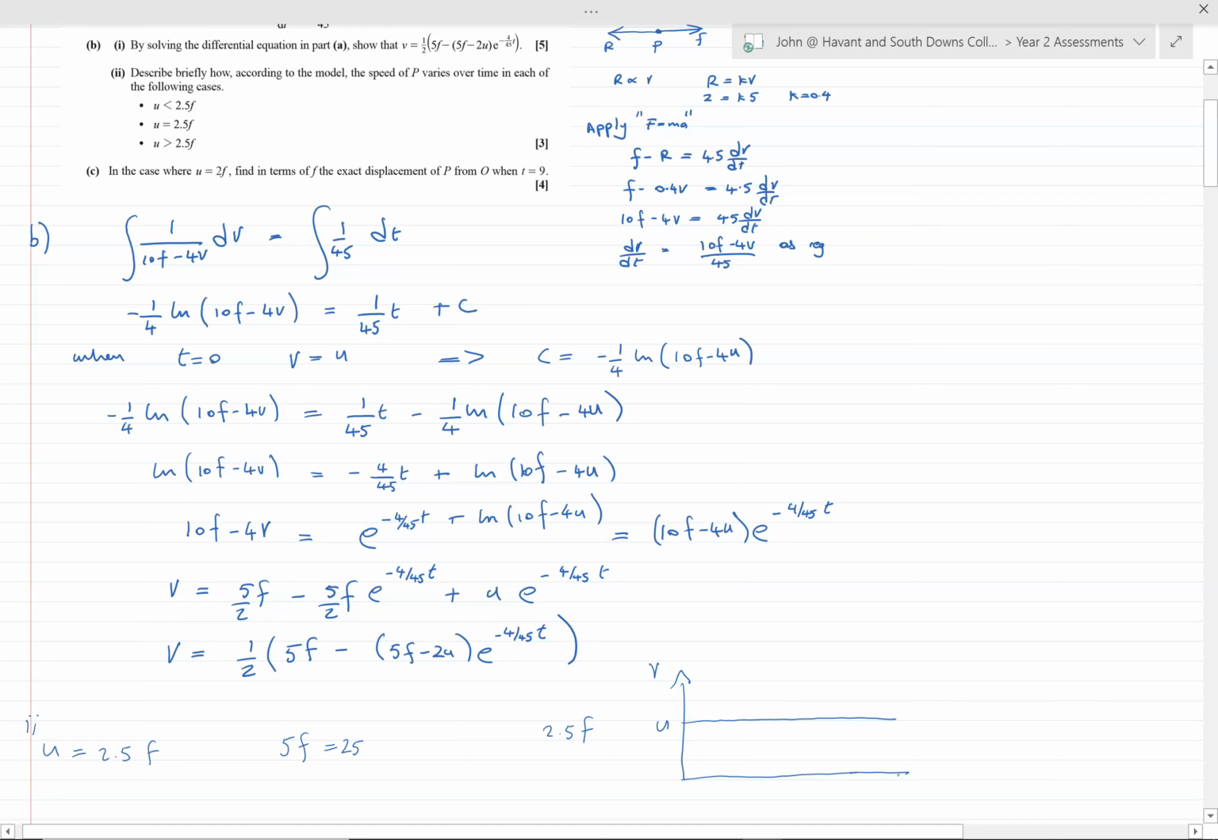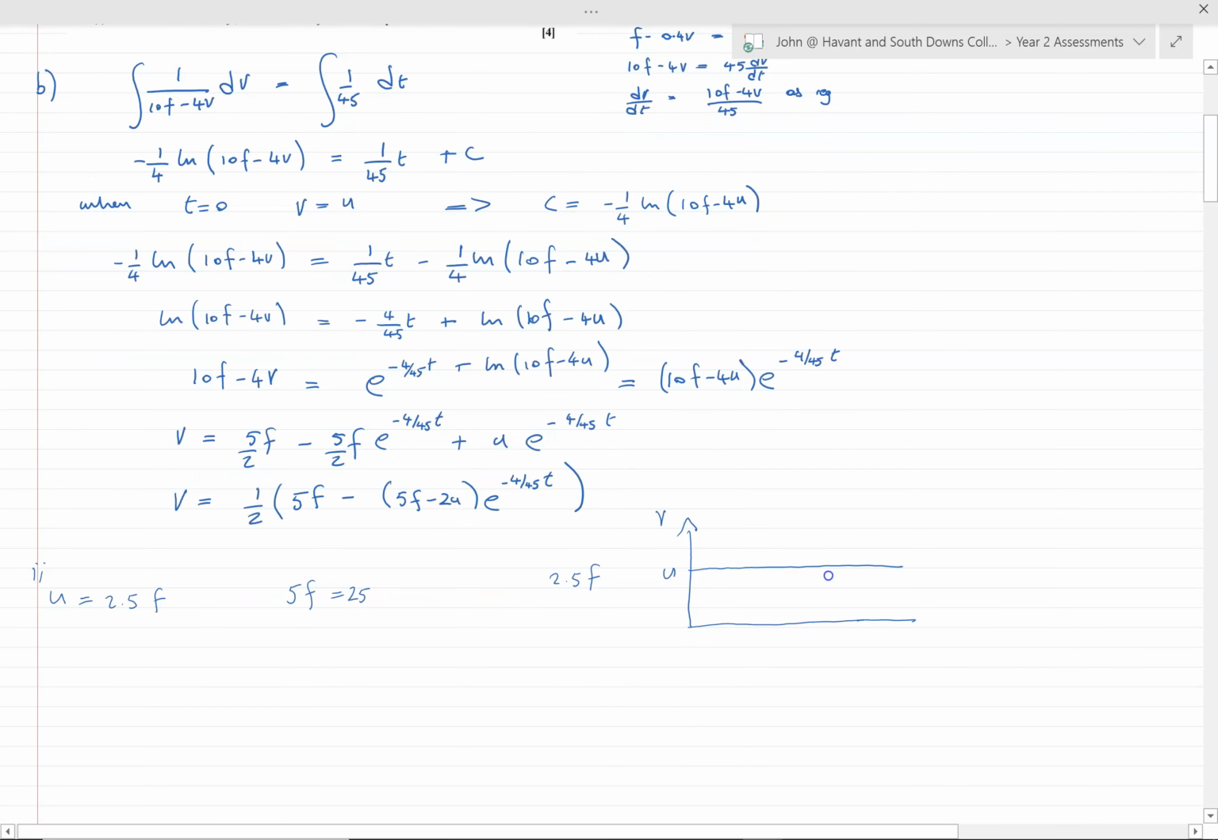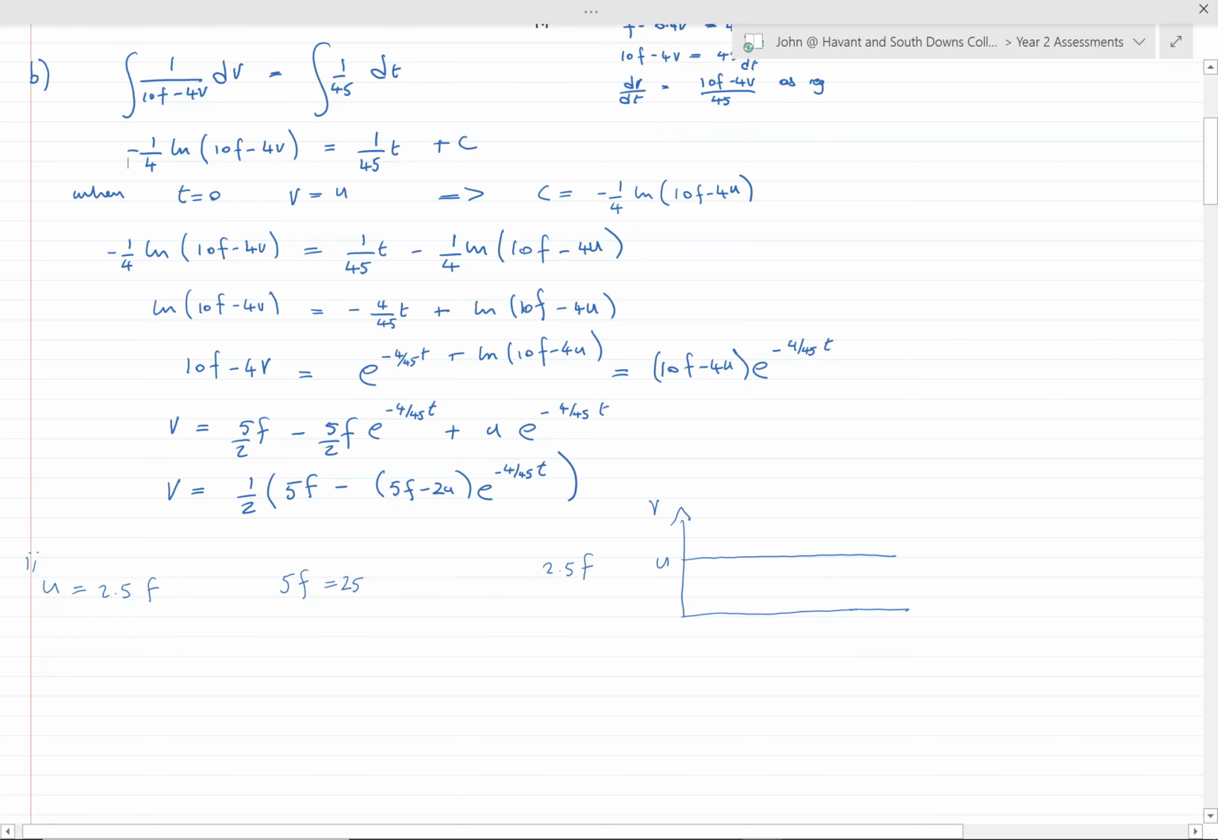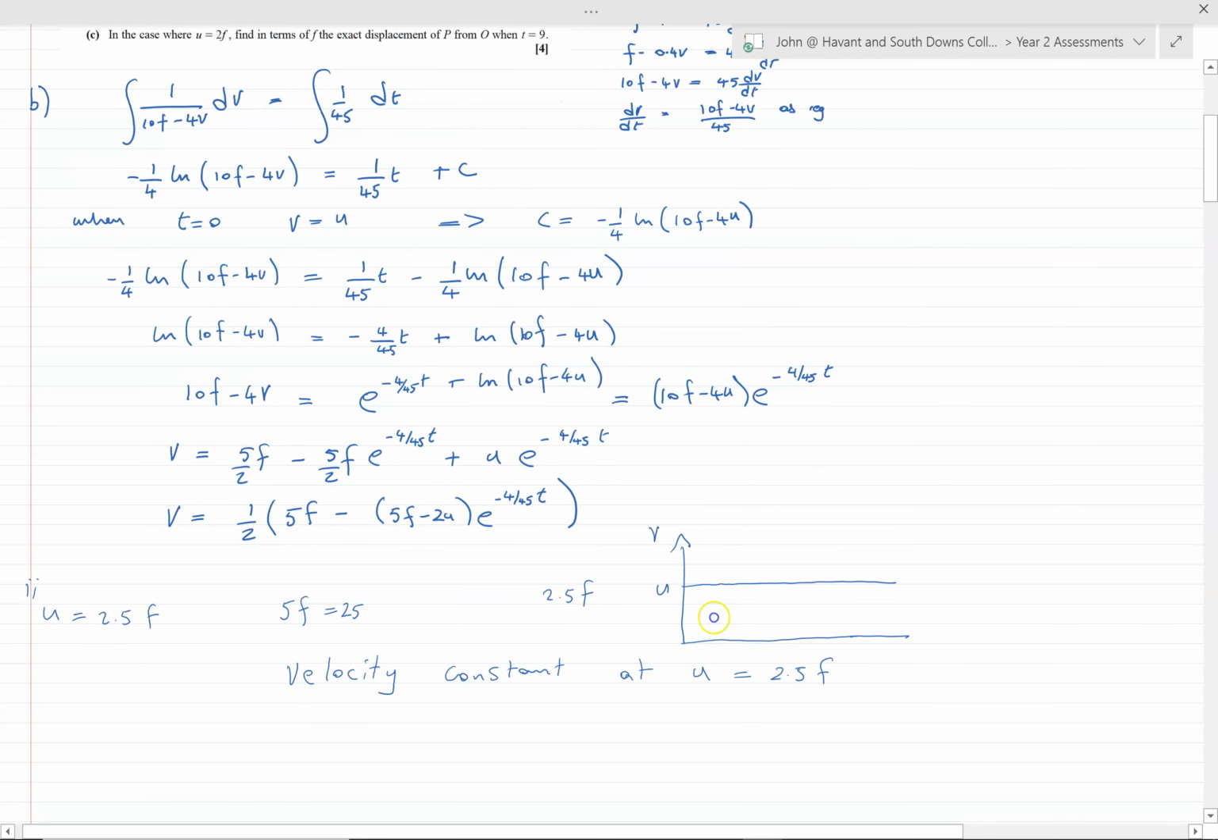So that's the case when it's bang on the value here, where 10f is exactly equal to 4u or 4v. So in this case, we would just say velocity constant at u, which is equal to 2.5f. So that's the case if u is equal to 2.5f, which was the middle one.